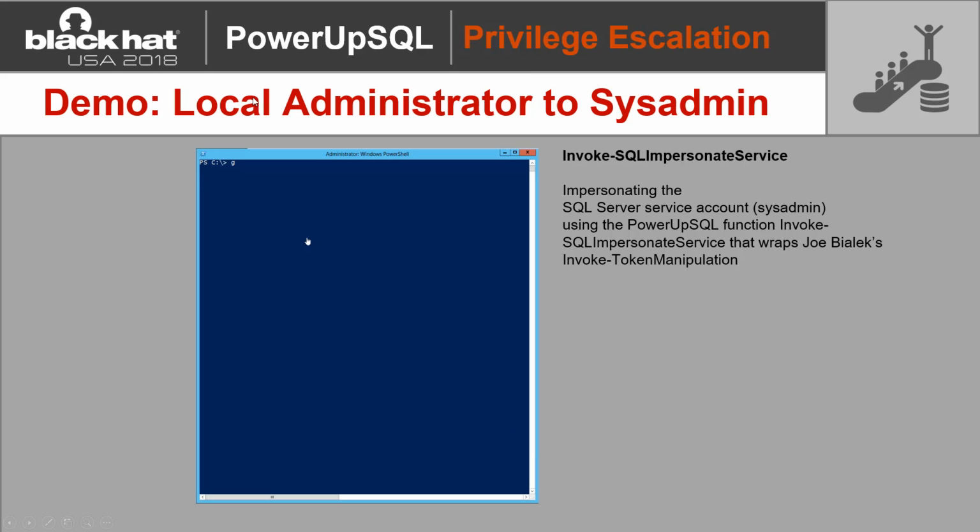So, as a local administrator, sometimes you want to get sysadmin access, and surprise, just because you have domain admin doesn't mean you have sysadmin in the SQL server. What I'm going to show here is leveraging a function that wraps Joe Bialek's Invoke-TokenManipulation. We're basically going to steal or clone the authentication token for the SQL Server service account, use that to do everything we want to do, and then revert back to ourselves. So I will let this run. I think I have pretty pop-ups for it, so enjoy.